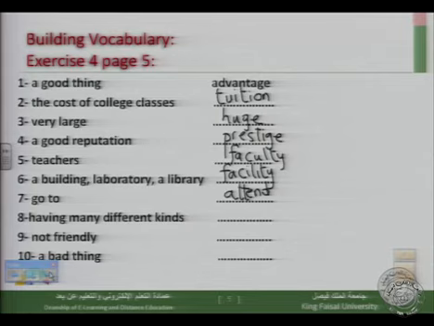We move now to number eight. Having many different kinds. We need an adjective here. It's diverse. Diverse means having many different kinds. Number nine, not friendly. If we look at the chart, we will find the adjective impersonal, meaning not friendly. And the last definition, number 10, is a bad thing. If you guess, it's disadvantage.